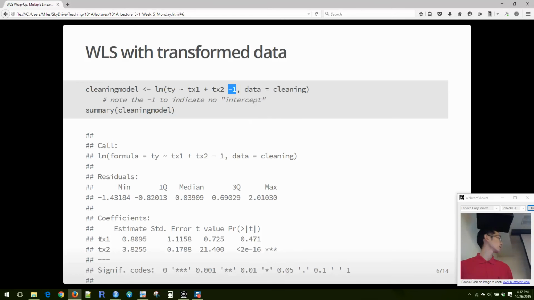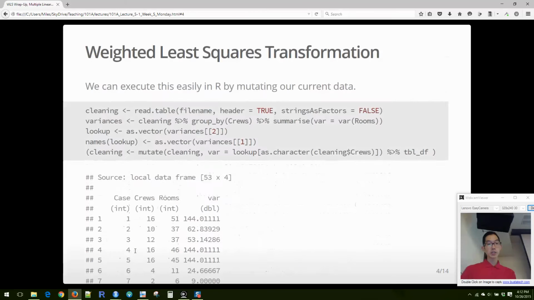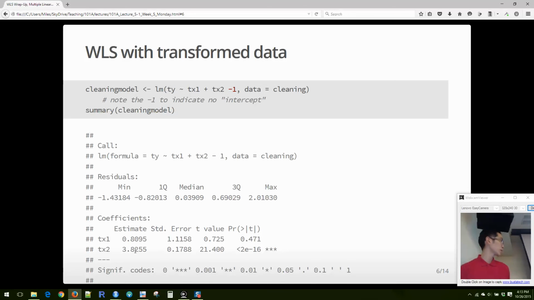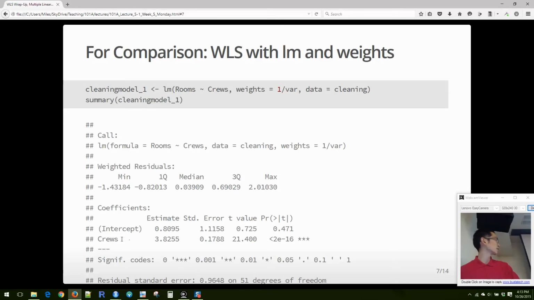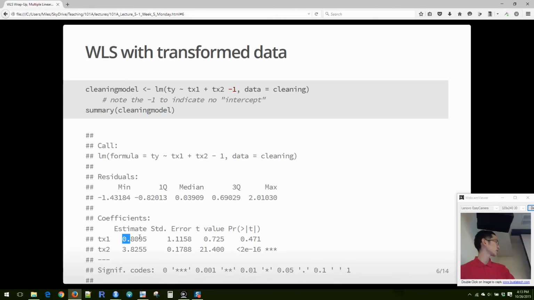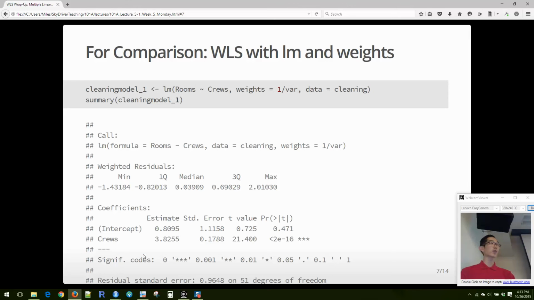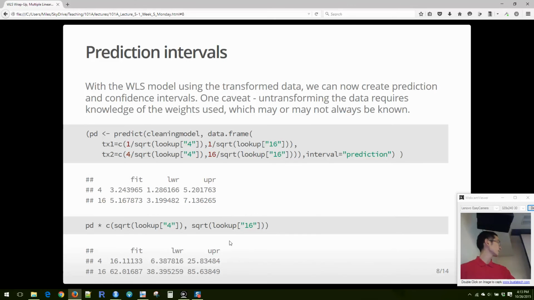So are the x1 and x2 here the same thing? Yeah, the x1 and the x2 here are the same thing as the intercept and the slope for the untransformed. So the estimates here, this is pretty much the intercept. Right. Okay. And this is pretty much the slope. It's just now we're dealing with a transformed variable, and we can untransform it. To untransform it, we just have to multiply it by the square root of the weights.